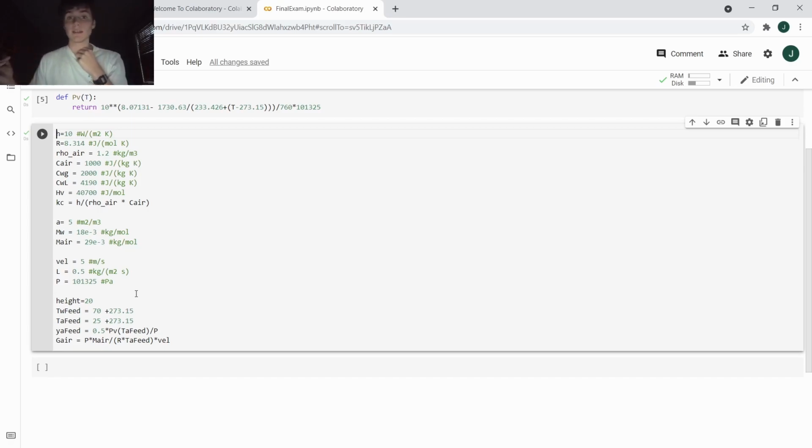So we just get the density times the velocity, and for the density we use the ideal gas law, so we have PM over RT times the velocity, and that would give us the mass flow rate of air per area.